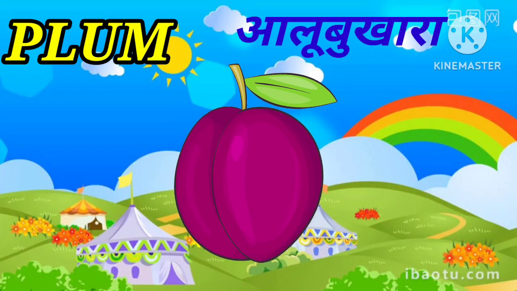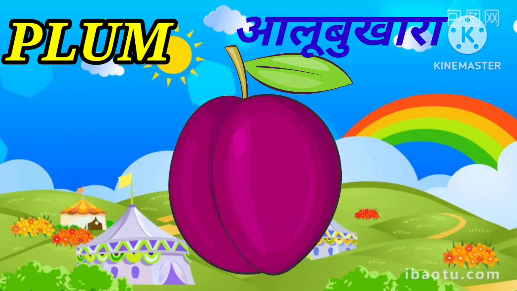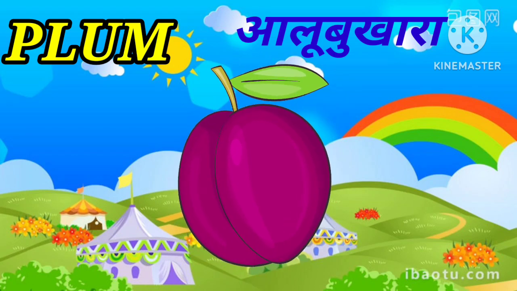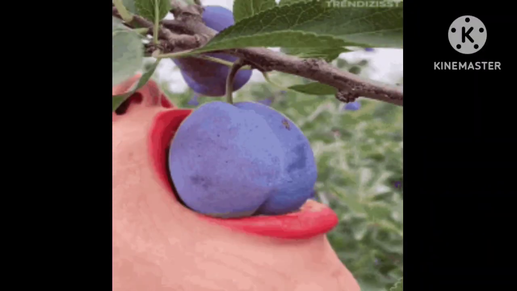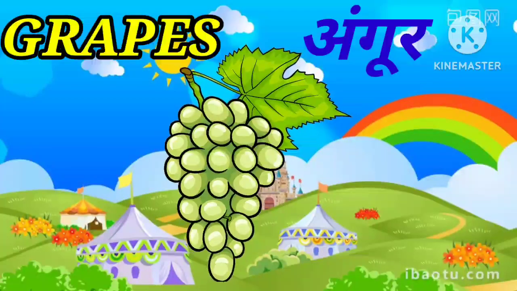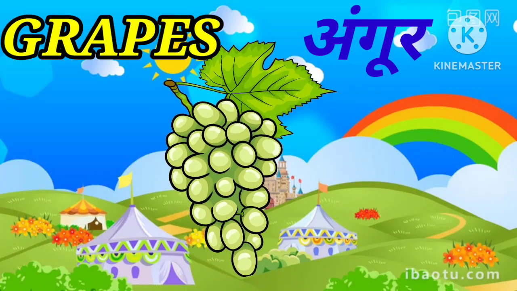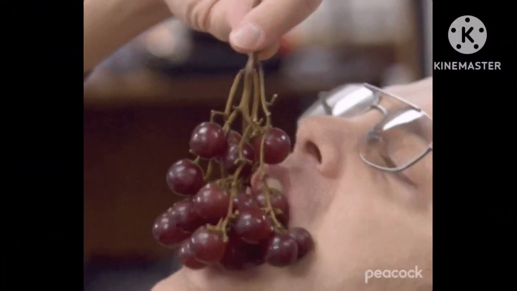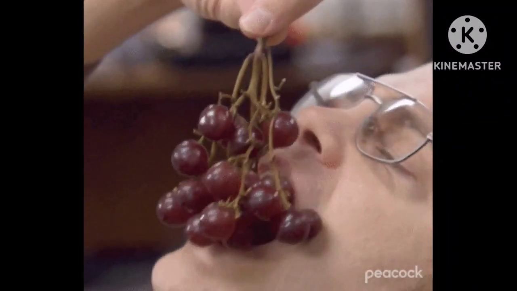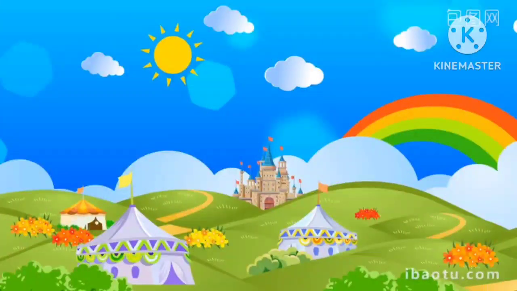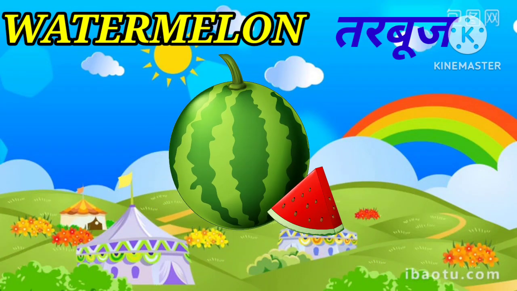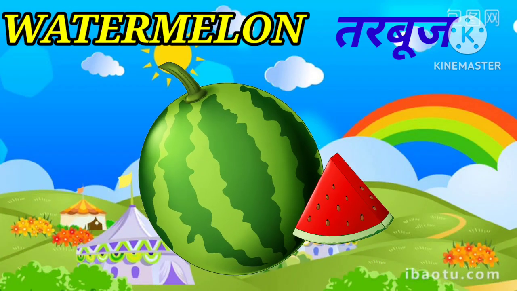This is plum. Plum in Hindi is aloo bukhara. This is grapes. Grapes in Hindi is angoor. This is watermelon. Watermelon in Hindi is tarboos.